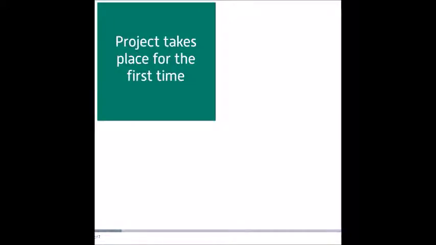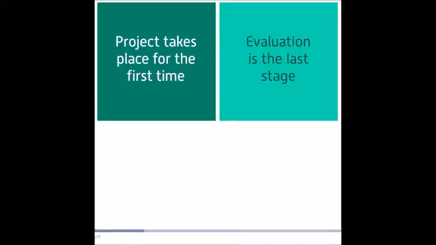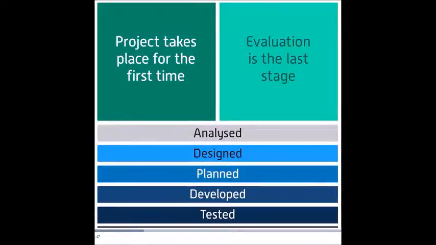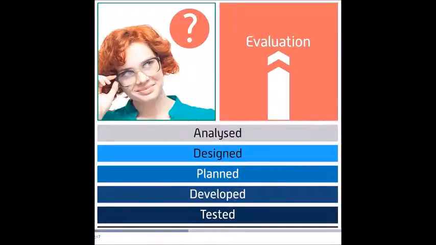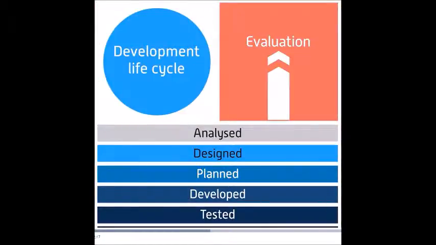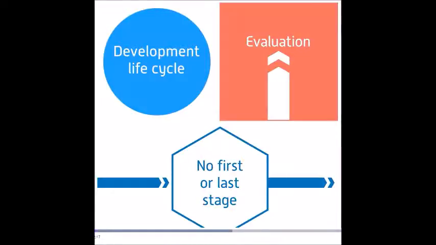When a project takes place for the first time, the evaluation is the stage that happens last. Before this, the project will have been analysed, designed, planned, developed, tested and implemented, and the evaluation is the phase in which the team will ask themselves, how did we do? But there's a little more to it than that. The evaluation fits into the development life cycle, meaning there is no first or last stage.